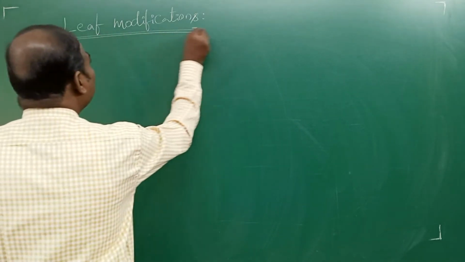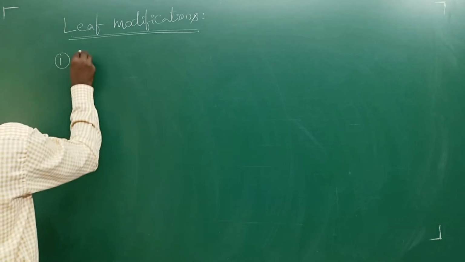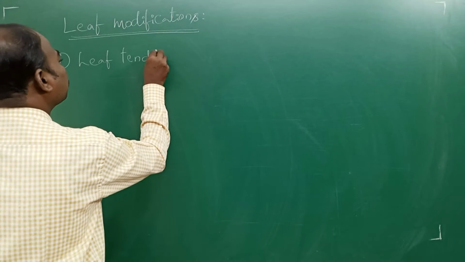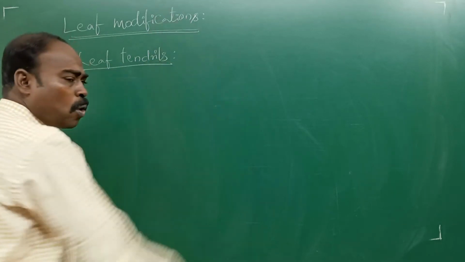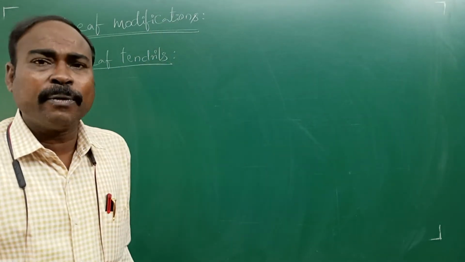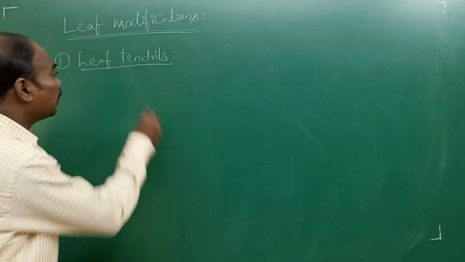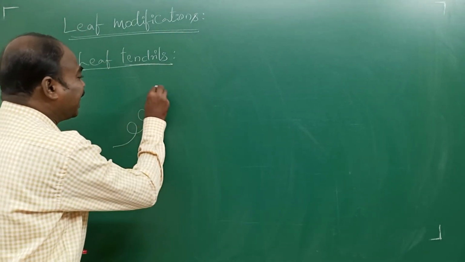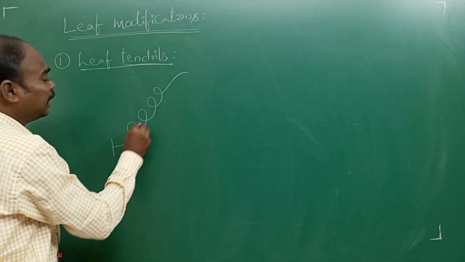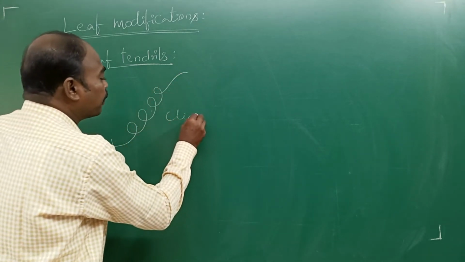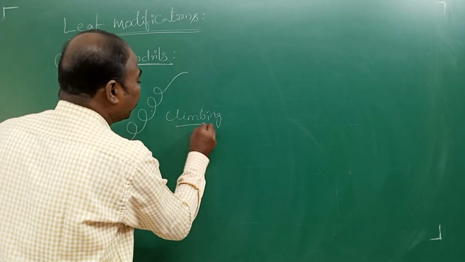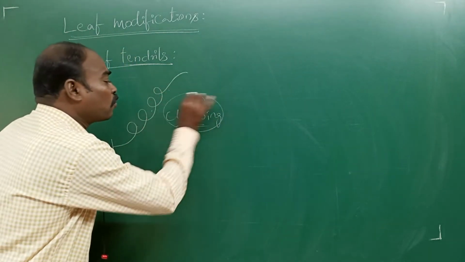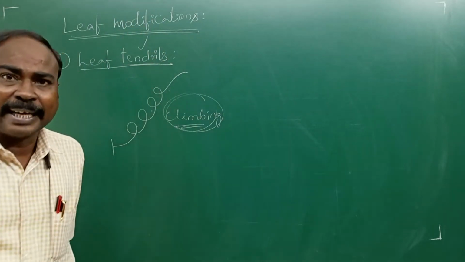Several types of leaf modifications are there. Out of that, first one, leaf tendrils. We know about tendrils; we already discussed them under stem. Tendril means the wiry, coiled, delicate structure meant for climbing. So the wiry, coiled, sensitive, delicate structures useful for climbing are said to be tendrils.